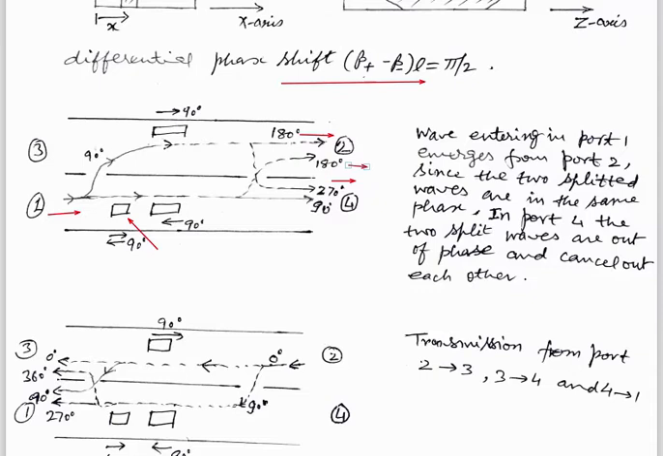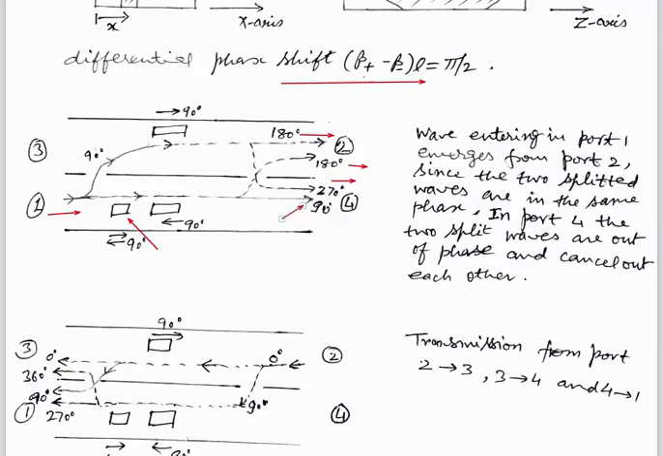Now if we compare the phase difference in port number 2, the relative phase difference between the two waves in port number 2 will be 0. It means these are in the same phase. While in port number 4, the relative phase difference between the two waves is 180 degrees, so they are out of phase. So destructive interference will take place in port number 4 and they will destroy each other. While in port number 2, due to the same phase, they will interfere constructively. So a wave entering in port number 1 will emerge from port 2.